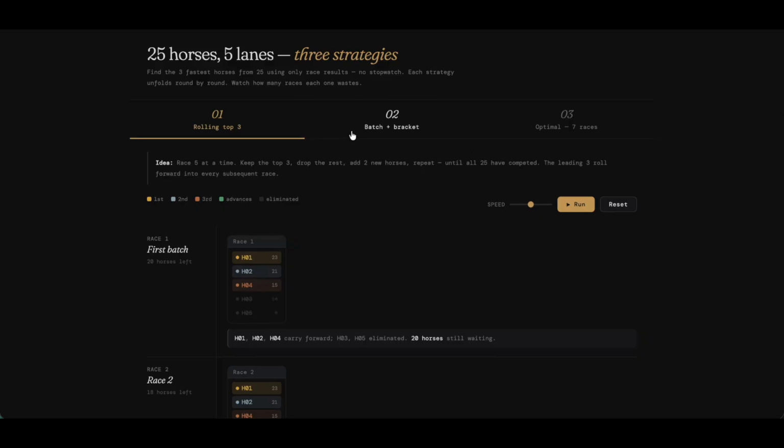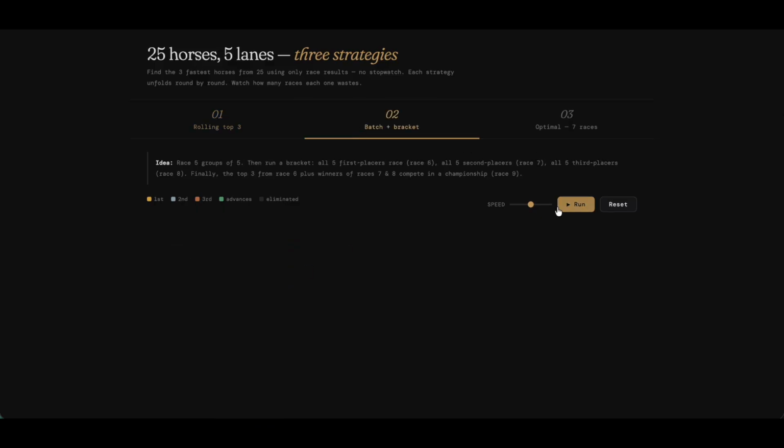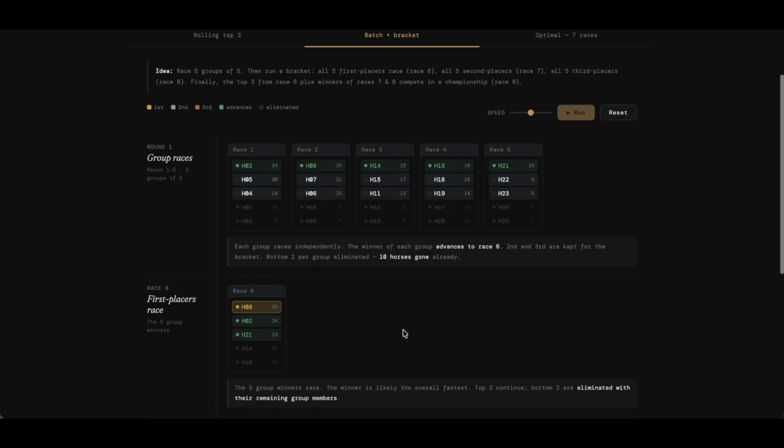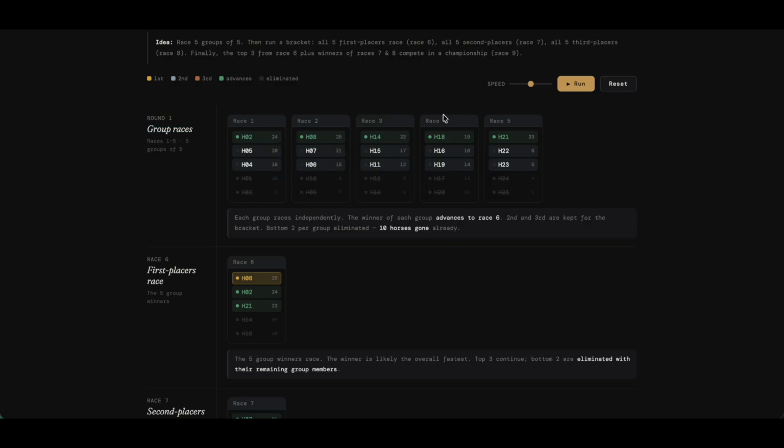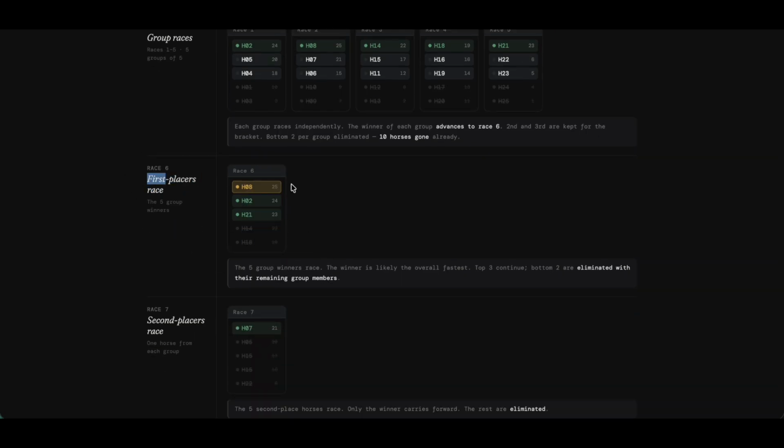Let's take a look at the second algorithm that we used. This is basically a combination of batches and brackets. Round 1 is our group races. We randomly divide horses into 5 different races, and we take the first place finishers from each group and put them into the first place finishers race. And we know, just by intuition, that the first place finisher out of this race will be the fastest horse out of all 25.